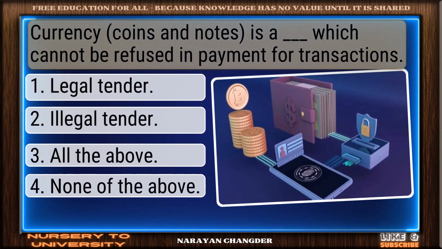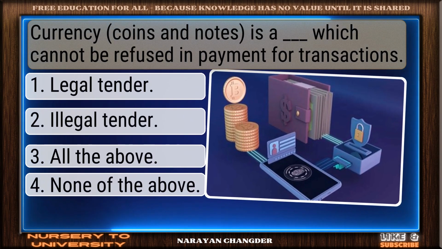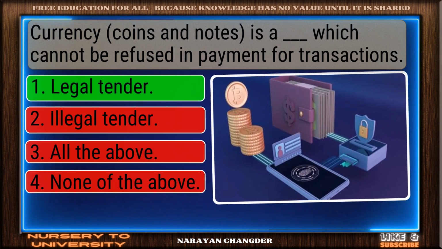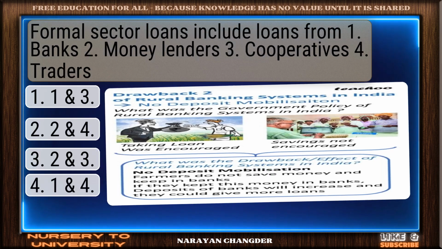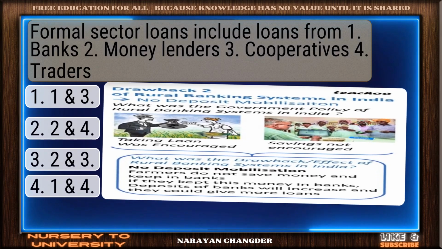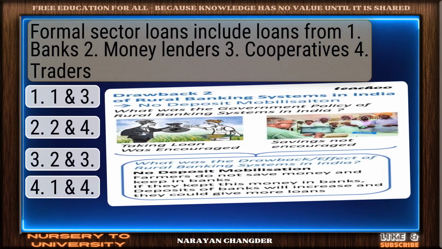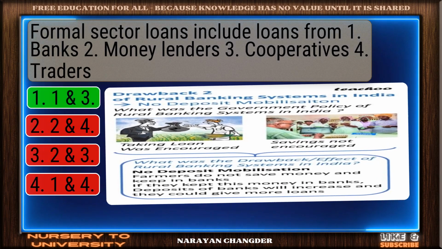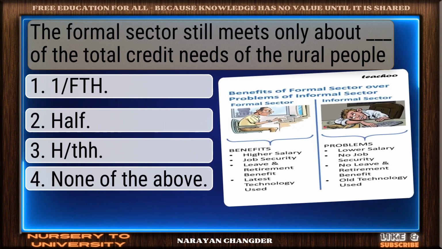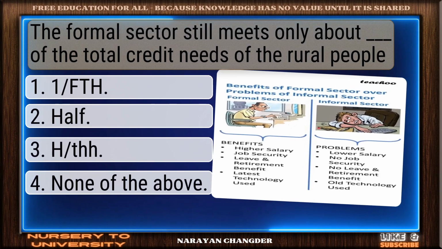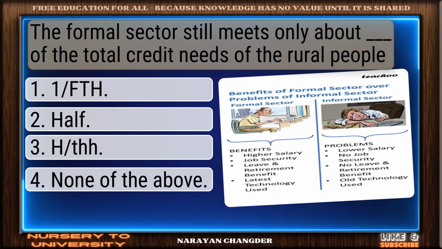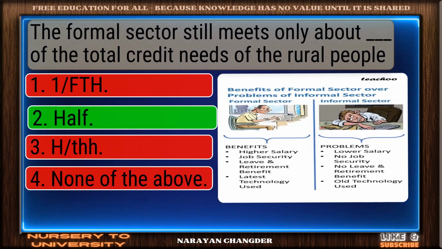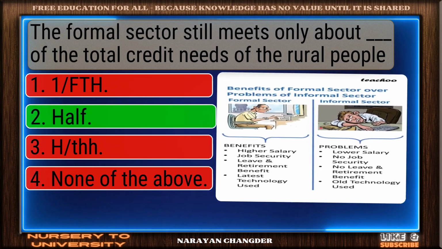Currency is a dash which cannot be refused in payment for transactions. Well reasoned. Legal tender is correct. Formal sector loans include 1, banks 2, money lenders 3, cooperatives 4, traders. Excellent choice. 1 and 3 is right. The formal sector still meets only about dash of the total credit needs of the rural people. Strong choice. Half is right.